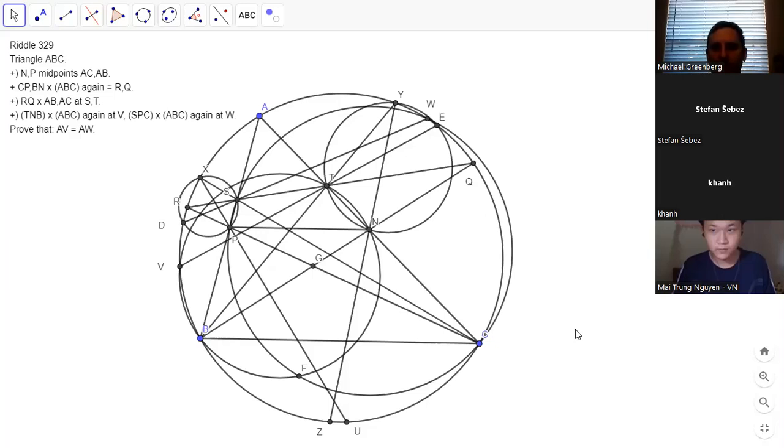Okay, so that's equivalent to saying ZB over ZC is UB over UC. So sine BXP over sine CXP. All right, that makes sense to me.